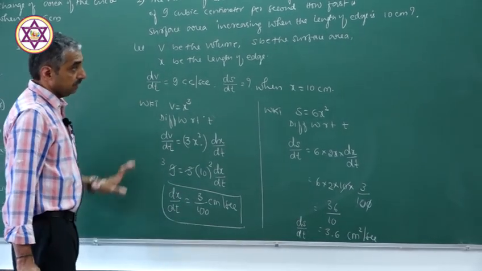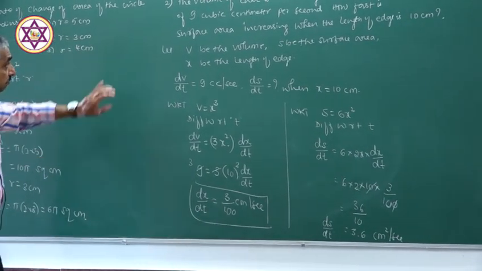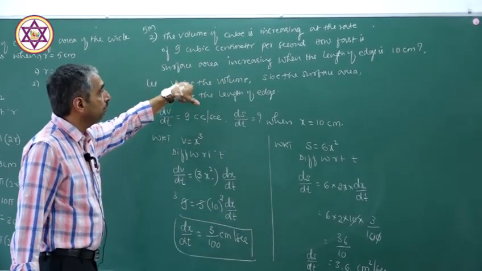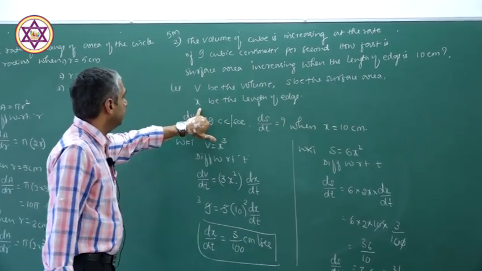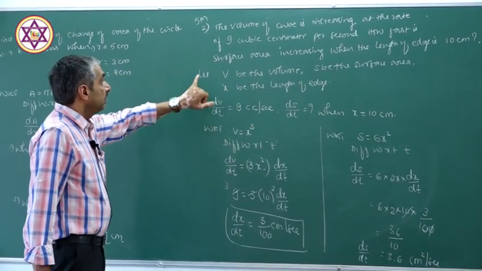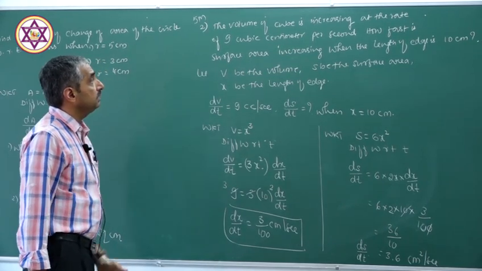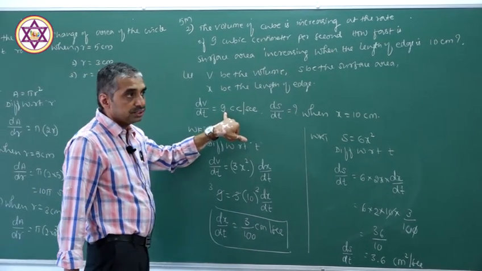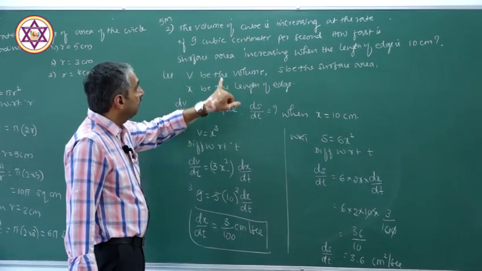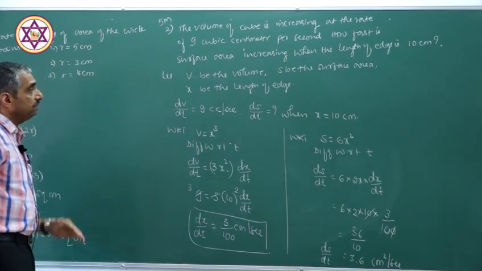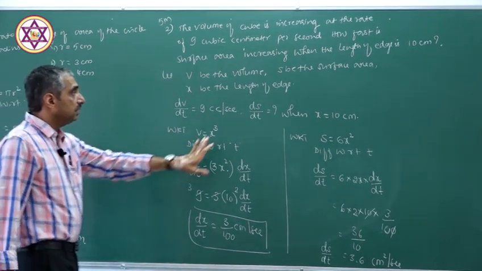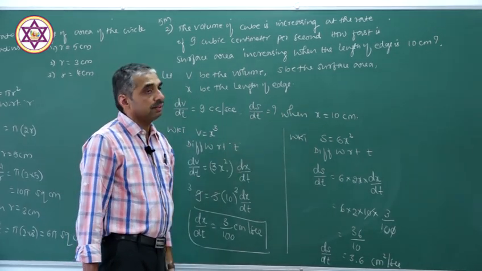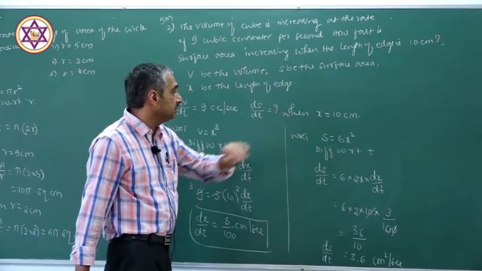Very important question, an examination 5-mark question, remember now. Once again I will go through. V is the volume, S is the surface area, x is the length of the edge. The volume of the cube is increasing at the rate of 9 cubic centimeter per second, so dV by dt is given as 9 cc per second. He is asking how fast the surface area increases, that is dS by dt, when the length of the edge is 10 centimeter.